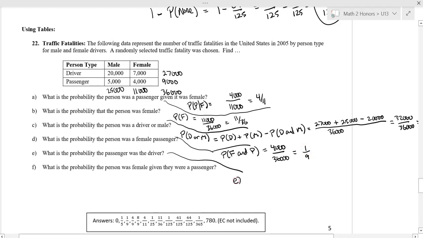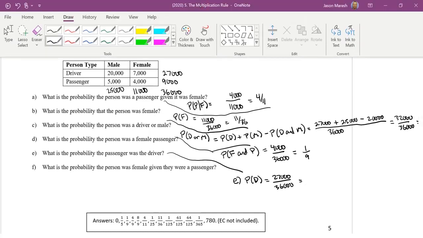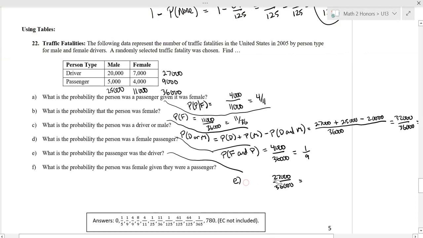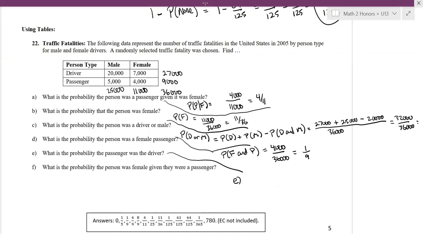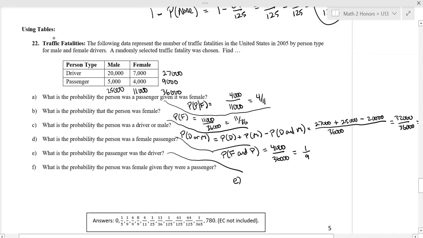Alright, for E, probability the passenger was a driver. There are 27,000 drivers out of 36,000. Reduce that. Oh, I'm sorry, I read that wrong. I read it as a person was a driver. It says the passenger was the driver. Let's think through that one a little bit better here. The passenger can't be the driver, can it? They are mutually exclusive events, so 0.